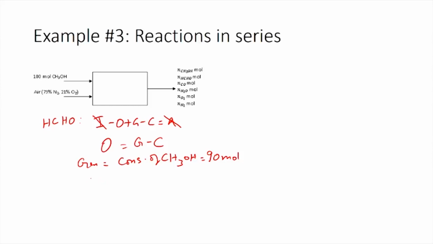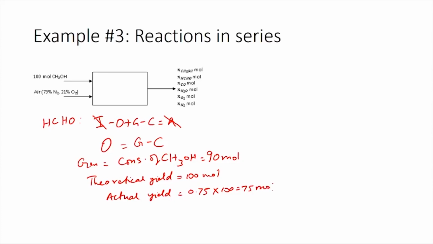So, as I said, theoretical yield of formaldehyde would have been 100 moles. So, actual yield was 75% of that, giving you only 75 moles. So, the output N_HCHO would be basically the actual yield, giving you 75 moles.